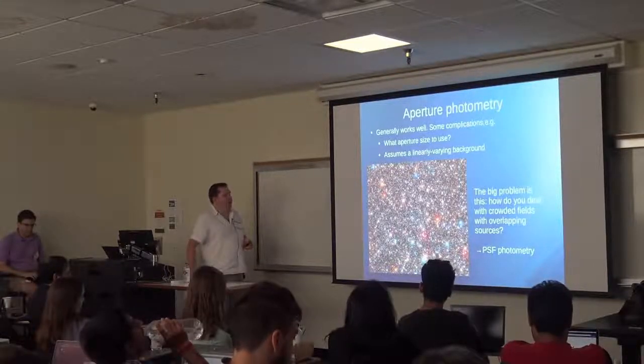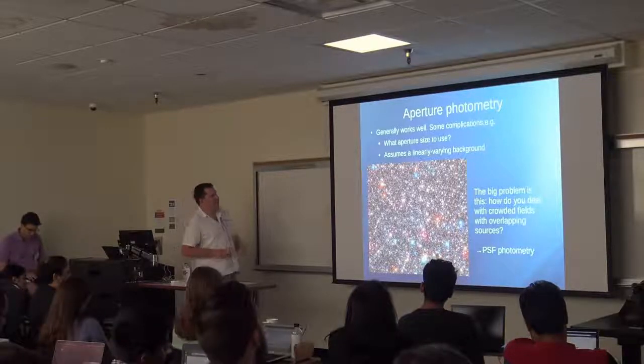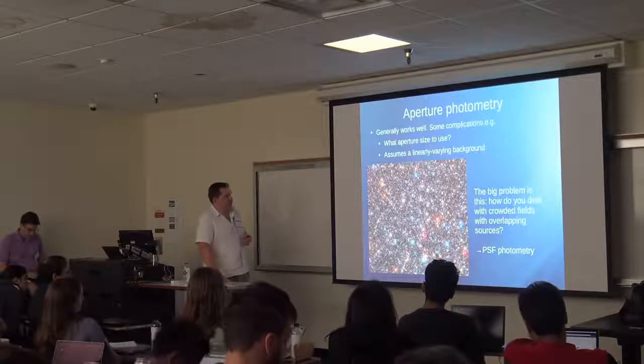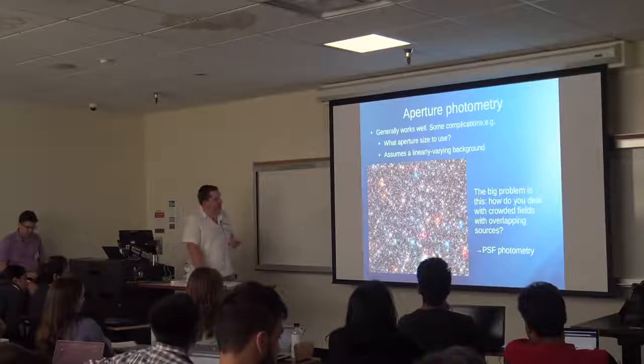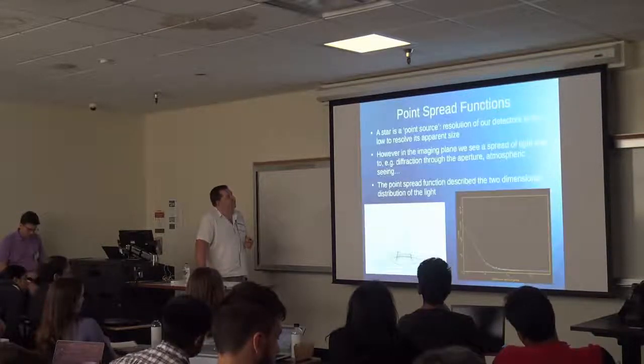But the real big problem comes with really crowded fields. Here, for example, it's very, very difficult to plop down an aperture and a sky annulus and be confident you're just encapsulating the flux of your target source. So how do you deal with something like this? The way we deal with this is what we call PSF photometry.